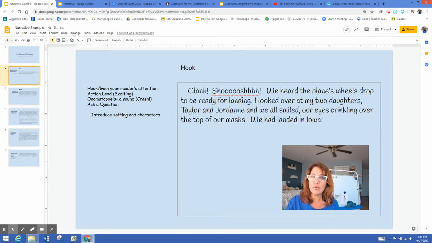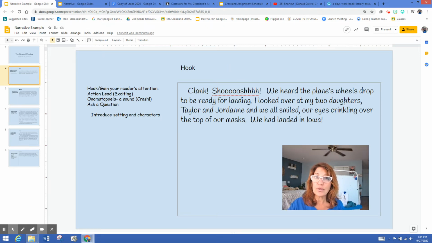So this one, I started with an onomatopoeia, and that's what it sounds like to me when the wheels drop out of a plane. You might have a different idea of what it sounds like, and you could use different words. It's whatever you want to do because it's your writing.